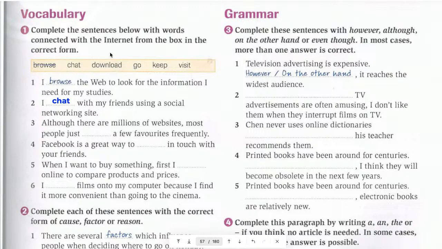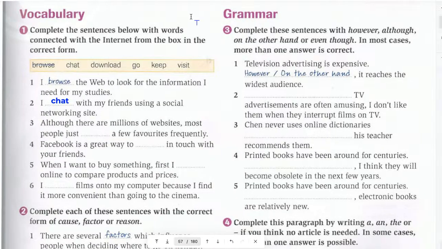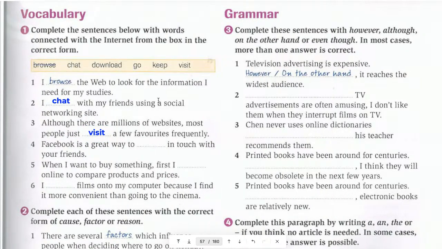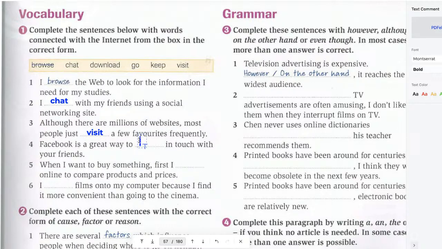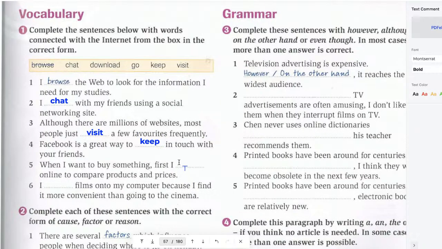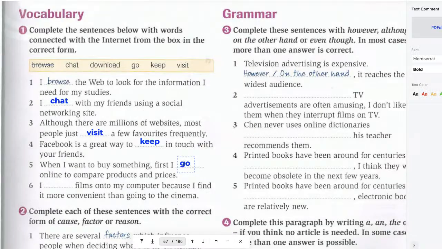Number 3. Visit. Number 3, that is visit. Yeah, it's just filling in the words, too easy. Number 4, keep. You don't have to change anything there, just the basic form. Number 5, go. And the last one, number 6, download.